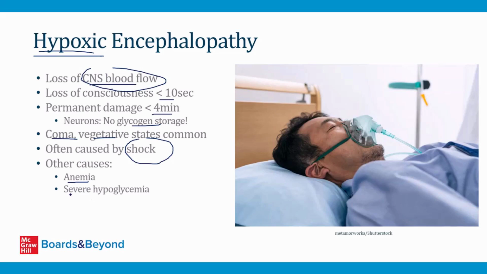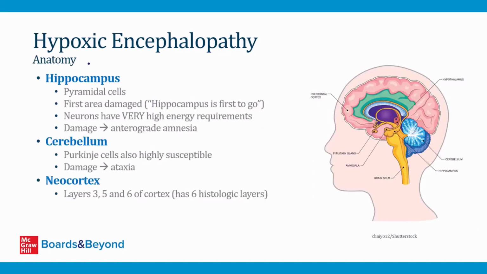Same thing can happen in patients who have severe hypoglycemia. They cannot deliver enough glucose to the brain, and that can develop a sort of encephalopathy type picture. When there's decreased blood flow to the brain, certain structures are more vulnerable to that loss of blood flow than others. So let's talk about that now. These things are high yield to know for your board exams.